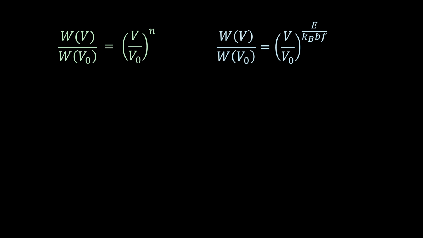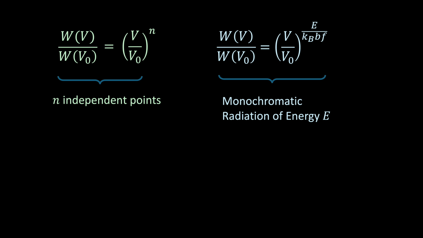Now, we can compare this with the result we derived earlier for radiation, and we notice something quite remarkable. The structure of the two expressions is identical, both involving a power of the same volume ratio V over V0. In the first case, the expression relates to n independent points, whereas in the second case, it relates to monochromatic radiation of energy E. And in the case of the n independent points, we know exactly what the exponent means. It counts how many independent points the system contains. And so, by direct analogy, the exponent appearing in the radiation expression must be playing the same role.